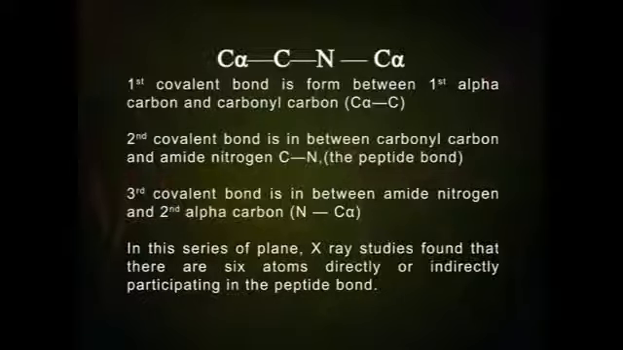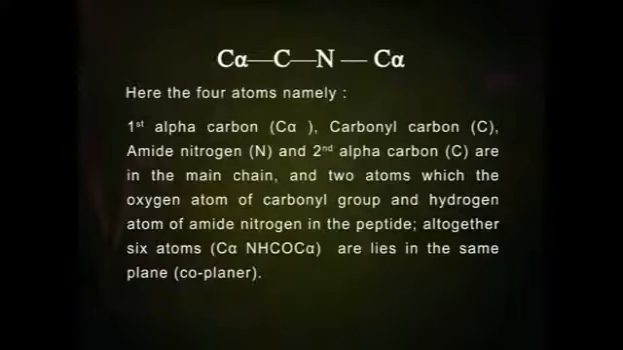in the peptide bond. Here, 4 atoms, namely the alpha carbon, carbonyl carbon, amide nitrogen, and the second alpha carbon, are in the main chain, and 2 atoms, the oxygen atom of the carbonyl group and the hydrogen atom of the amide nitrogen, are in the peptide. Altogether, the 6 atoms lie in the same plane, meaning they are coplanar.